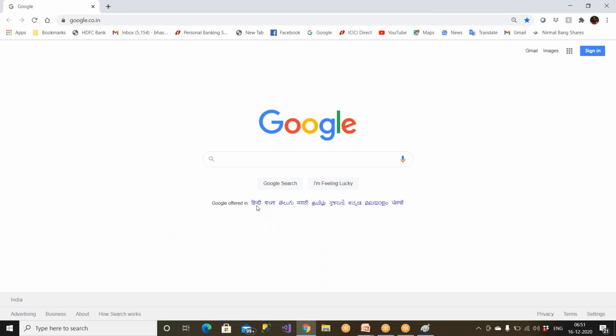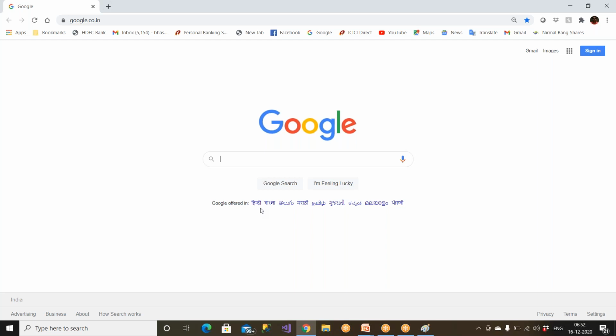If you see carefully, do you know what this is? This is an Indian language. Okay, this is some other language. All these are Indian languages. So this is my own language. Different people have different languages. So how come Google offered in these languages? What is the meaning of this? Google is supporting Unicode data.